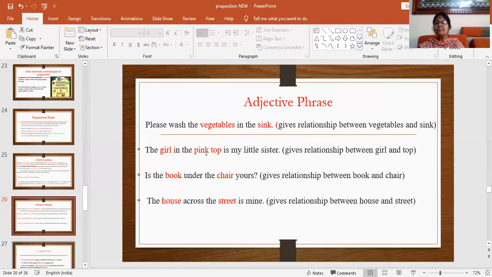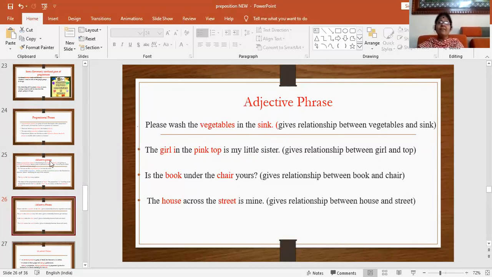The girl in the pink top is my little sister. It gives relationship between girl and the pink top, right? Is the book under the chair yours? Right? The relationship between book and the chair, right? The house across the street is mine. It gives the relationship between the house and the street. So these are adjective phrases, right?